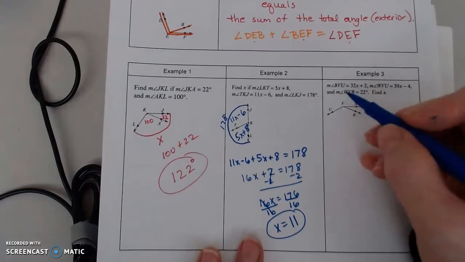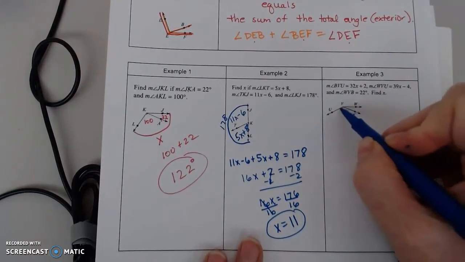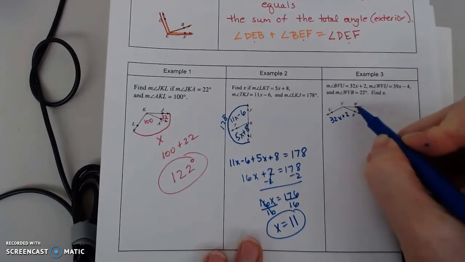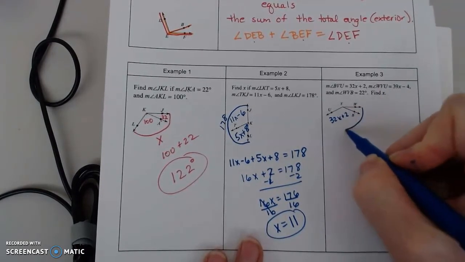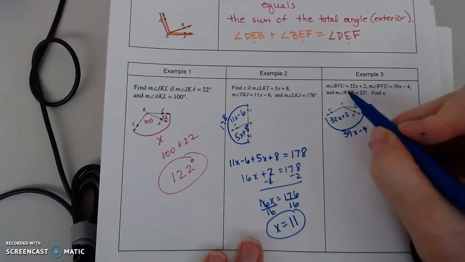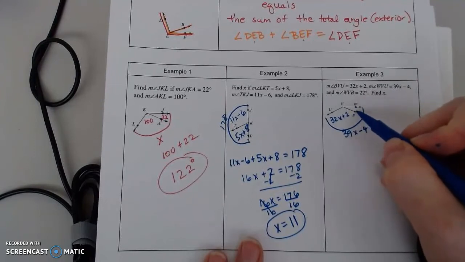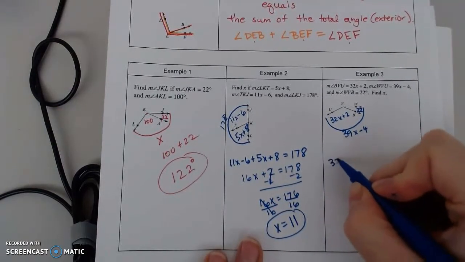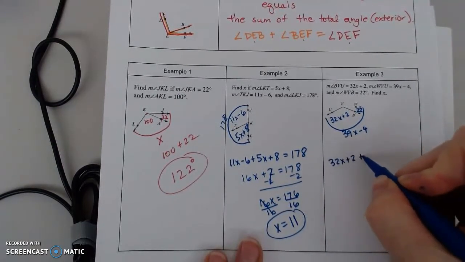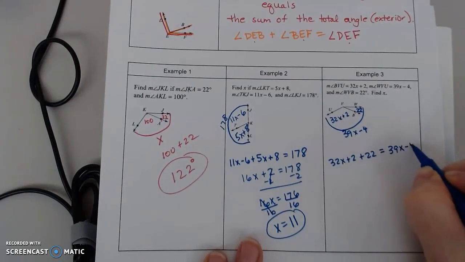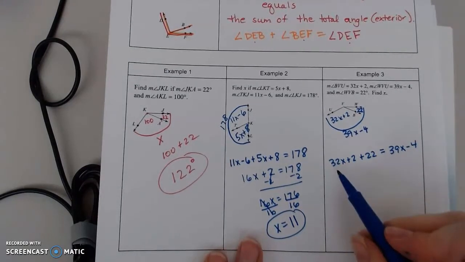My last example, BVU, so B, V to U, is 32x plus 2. WVU is the whole thing, is 39x minus 4, and WVB is 22. Find x. So I get 32x plus 2 is equal to 39x minus 4. Combine like terms.